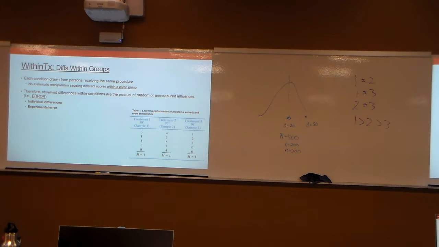And because I don't know what is accounting for these differences, this is going to be my error. This is going to be individual differences. This is going to be experimental error. This is going to be variability in my outcome of interest that's not explained by my procedure. It's not something that I've gone through and measured. And if I haven't measured it, it's due to error.